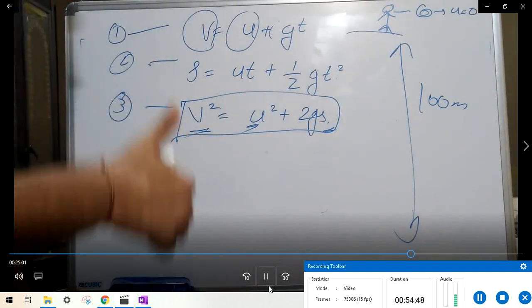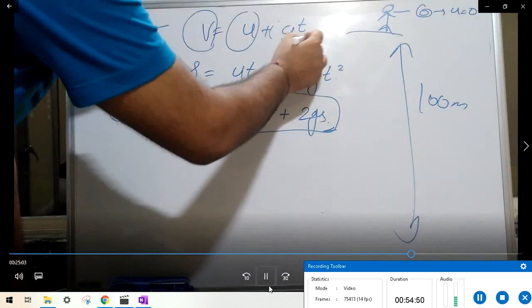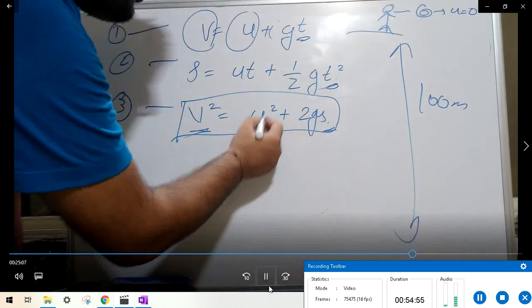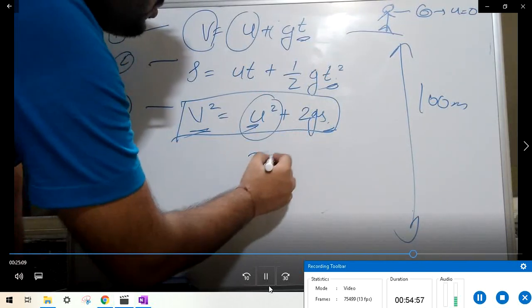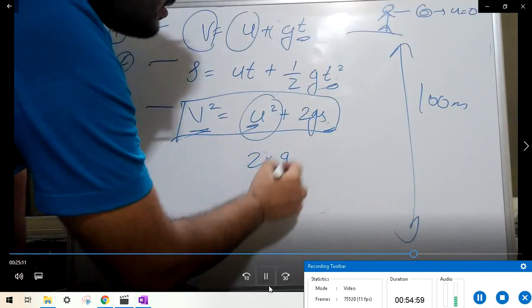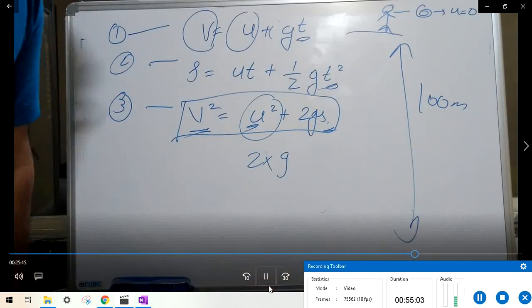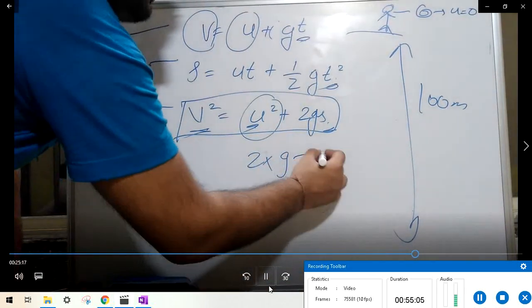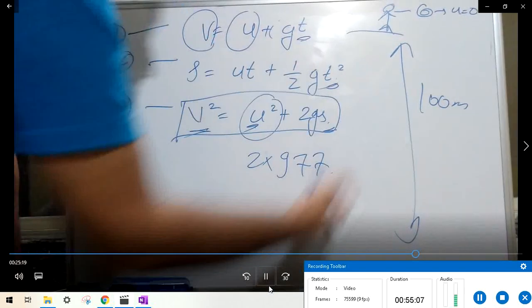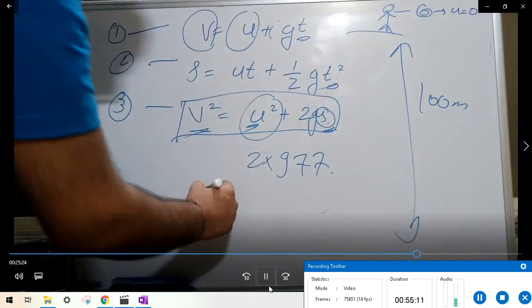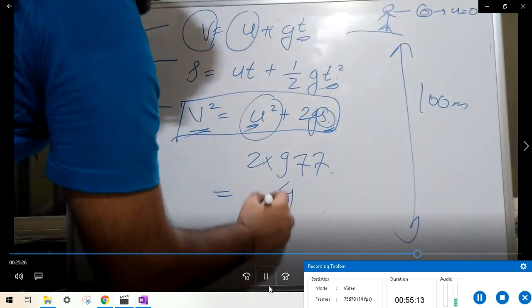So this equation will be the perfect equation because the other equation will ask for time. You can simply include that u square will become 0 and 2 into 9.77, g, the value of g on Earth because it is dropping on Earth, is 9.77. So it will become 977. Why? Because it is 100 meter. So S is 100 meter. So it will become 977, which will be equal to 7 to 14.